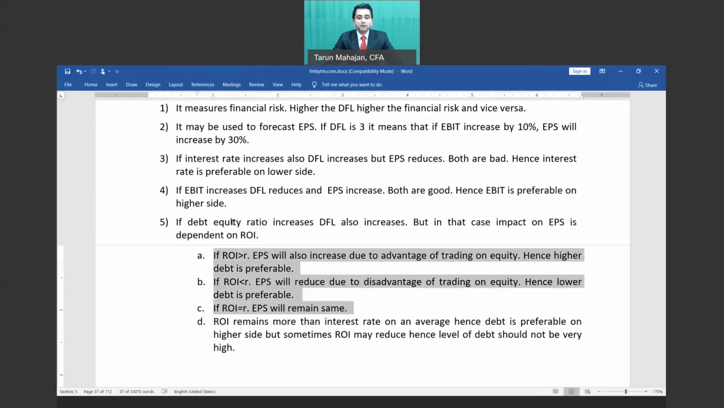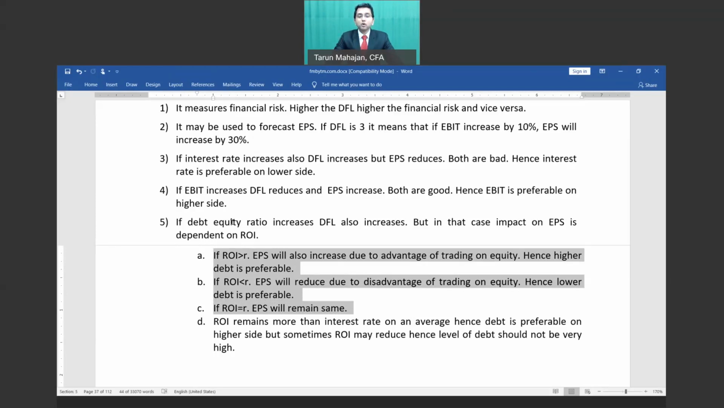In real life, the problem is ROI does not remain constant. Sales keeps on fluctuating. Therefore, EBIT also fluctuates. Therefore, ROI also fluctuates. And sometimes ROI even becomes lower than your interest rate. So it is not really sure that ROI will always remain more than interest rate. Sometimes it can come below interest rate also.